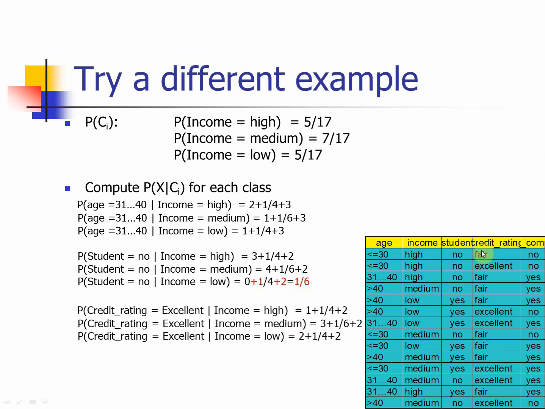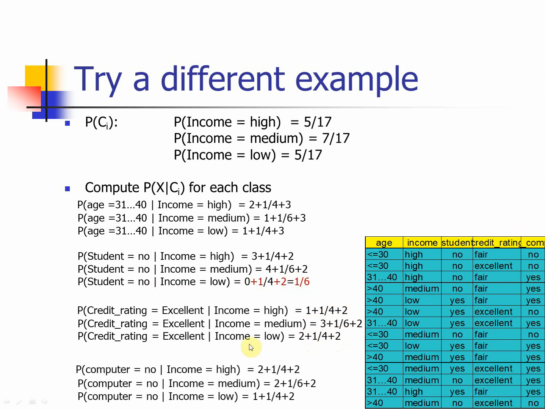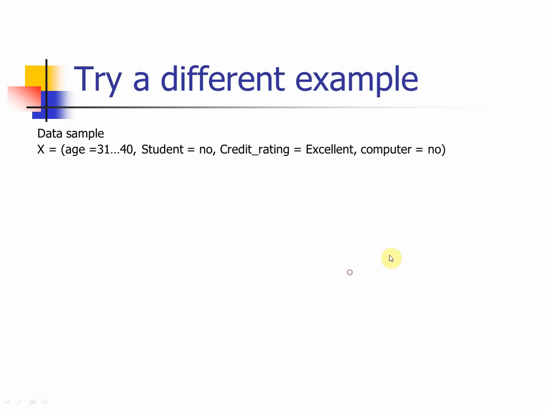So we will do the same thing for credit rating, because there are 2 classes. So we add 2 for every single one of them, and then add 1 for every upper value. And for the computer, we add 2. Again, it has 2 classes only, so we get all of the probabilities here.